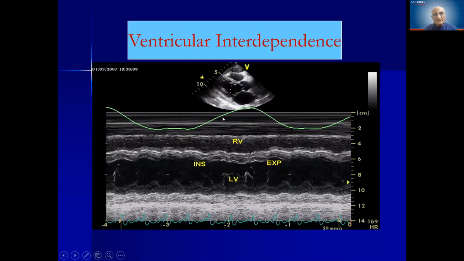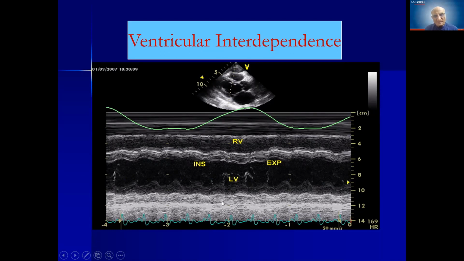Now you see, this is what I told you, ventricular interdependence. This is inspiration. During inspiration, what happens? The RV increases in size, correct? Because more flow goes into the RV, as a result of which the septum is pushed posteriorly, reducing the LV size. During expiration, LV filling increases and RV filling decreases. So this is what is known as ventricular interdependence.